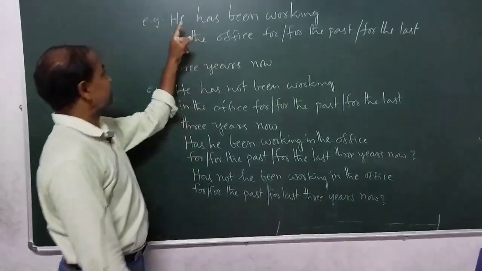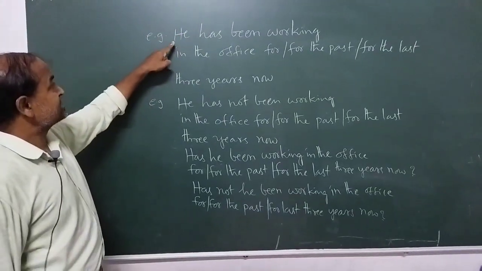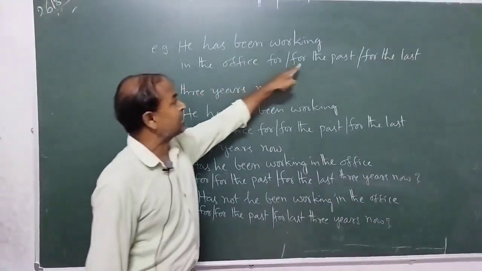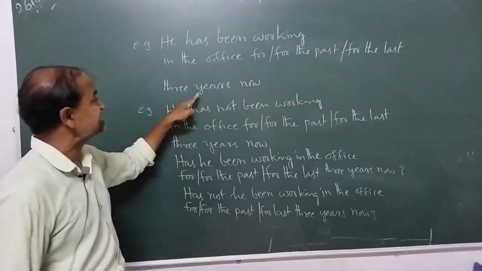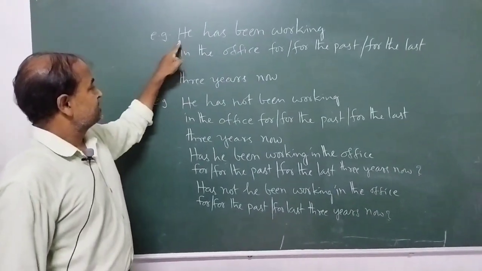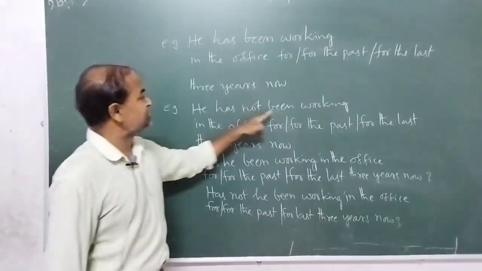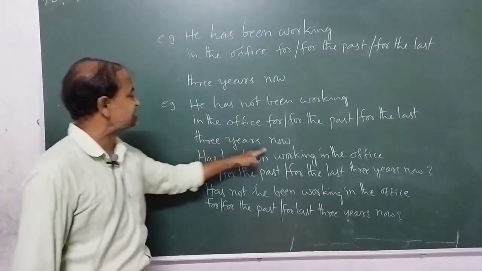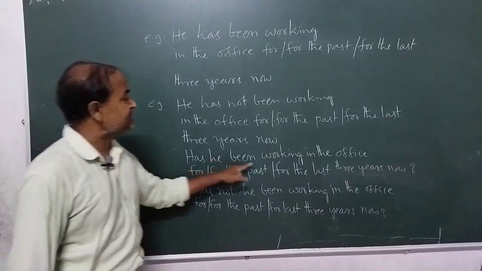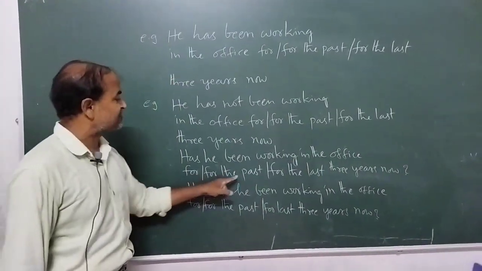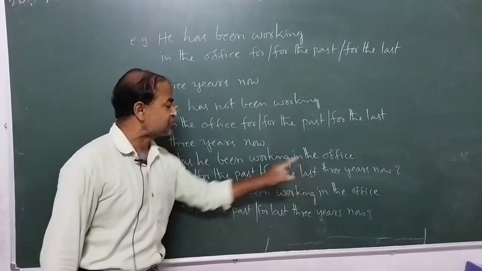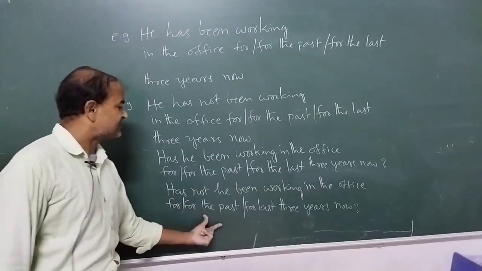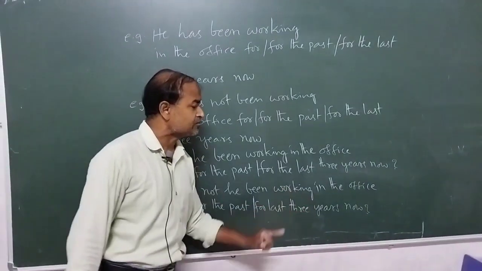Now with the other subjects, for example, if the subject is she: she has been working in the office for the past or for the last 3 years now. She has not been working in the office for the past or for the last 3 years now. Has she been working in the office for the past or for the last 3 years now? Has not she been working in the office for the past or for the last 3 years now?